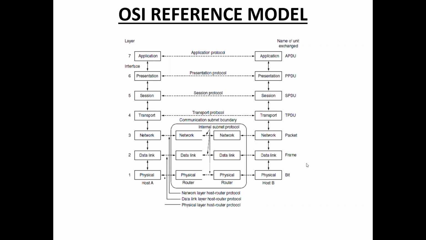Okay, so now the name of the unit exchanged. The data in the physical layer is in the form of bits, the data in the data link layer is in the form of frames, and the data in the network layer is in the form of packets. The data in the transport layer, session layer, presentation layer, and application layer are in the form of protocol data units.